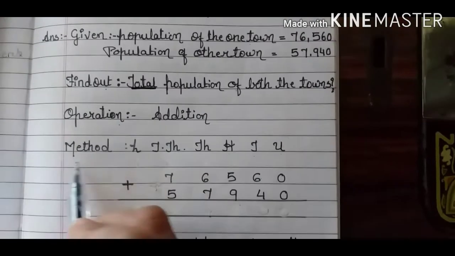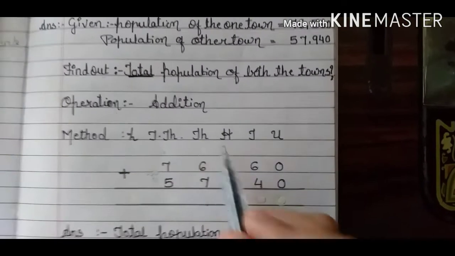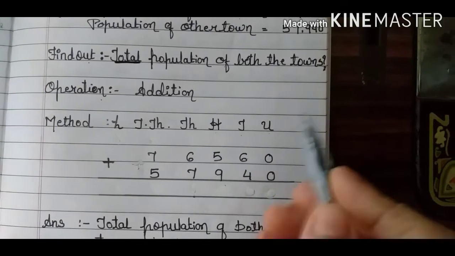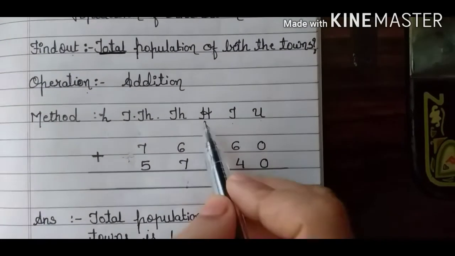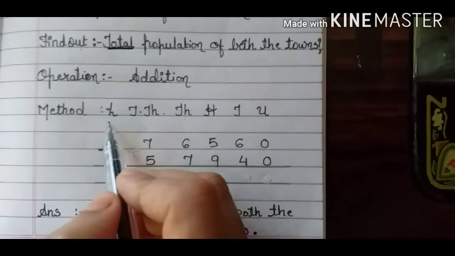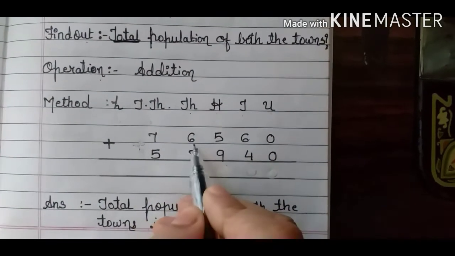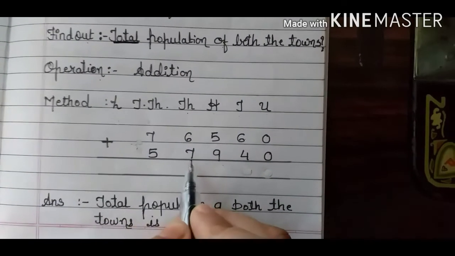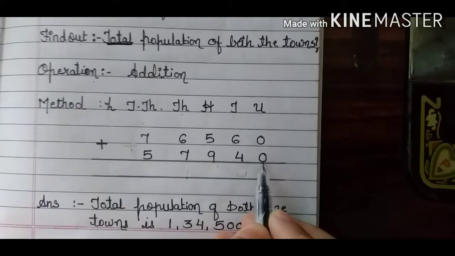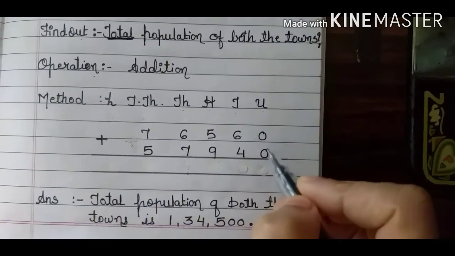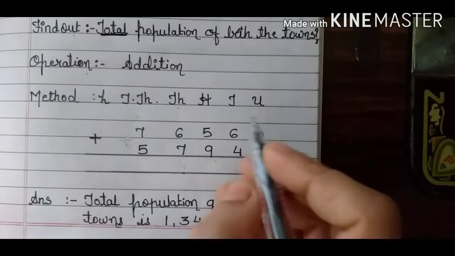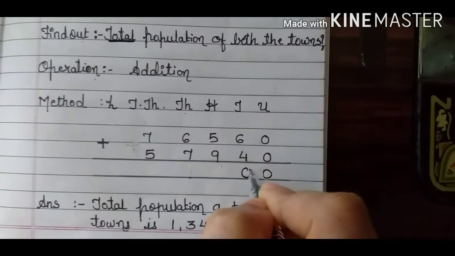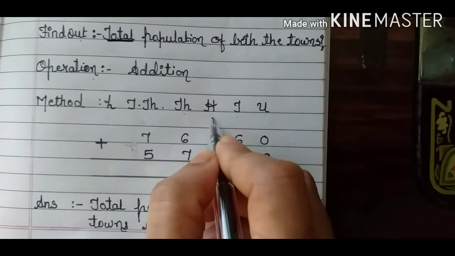Now the fourth step is method. So you have to arrange both the numbers place wise and we will do this addition vertically. So see units, tens, hundreds, thousands, 10,000s and lakhs. Our first number is 76,560 plus second number is 57,940. Now add first units. 0 plus 0 is 0. In tens place 6 plus 4 is 10. So write down 0 in tens place and 1 you have to carry over in hundreds place.